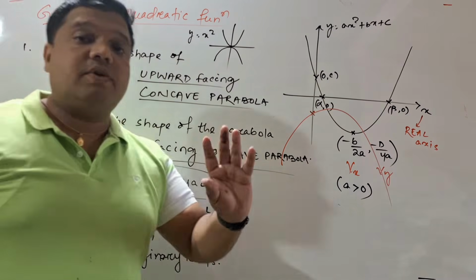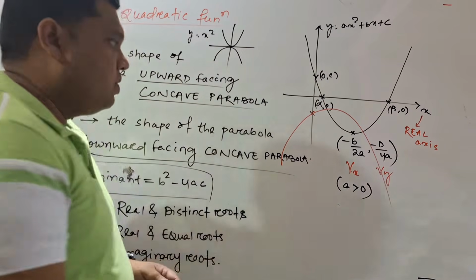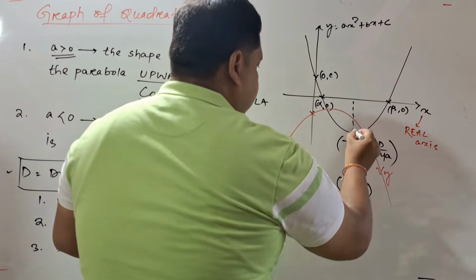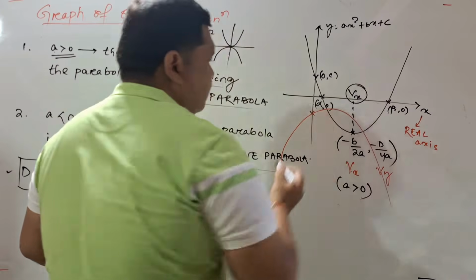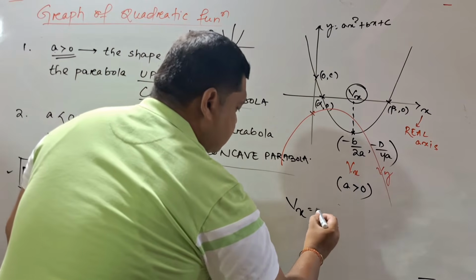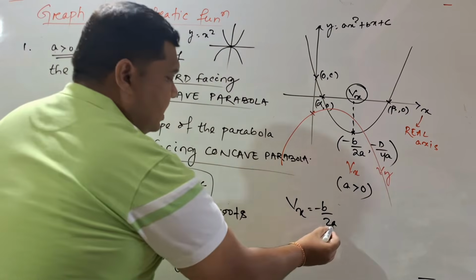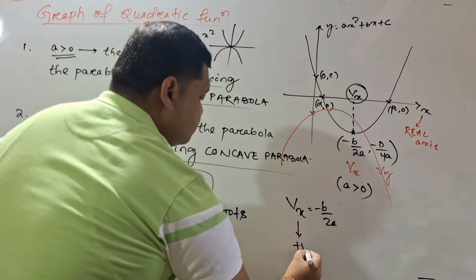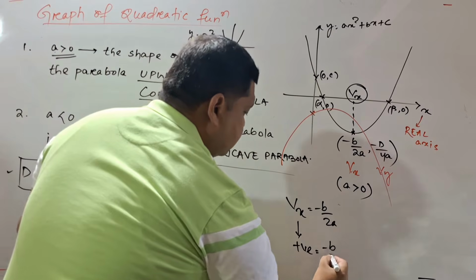Now how to check for b, whether b is positive or negative? Who will decide? The vertex will decide. Here this is the vertex. Here the vertex is positive, and Vx is equal to minus b by 2a. In this diagram the vertex is positive. When I know my result is positive, I write positive here, so this is minus b divided by 2 into a.